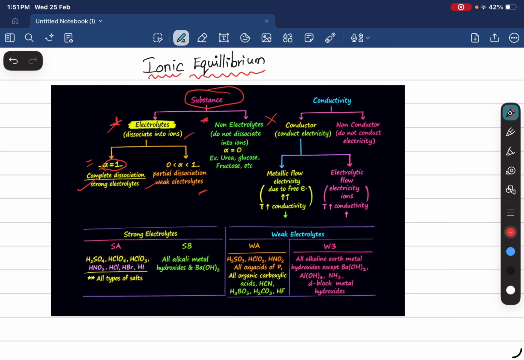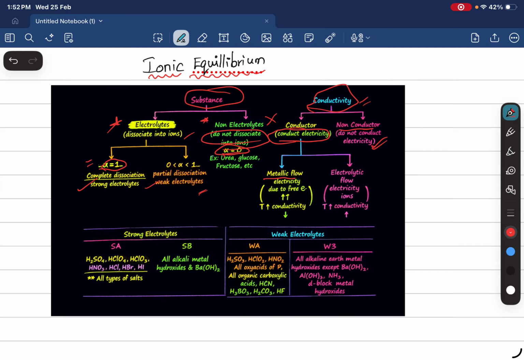Coming to non-electrolytes, where dissociation doesn't occur, meaning the alpha value is equal to 0, like non-polar compounds such as urea, glucose, fructose, etc. Based on conductivity, substances are classified into two types: conductors and non-conductors. Those through which electricity passes are called conductors, and those which don't conduct electricity are called non-conductors.